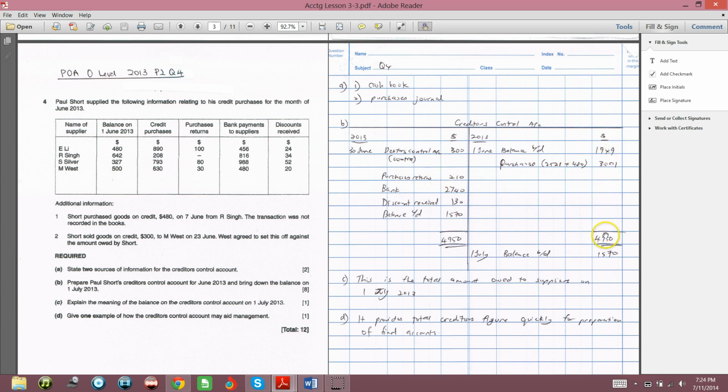Then I will see which side is bigger. Okay, so I find that this figure is bigger. Then I put the same number over here. 4950. I minus this, minus this, minus this, minus this. I will get my balance carried down.